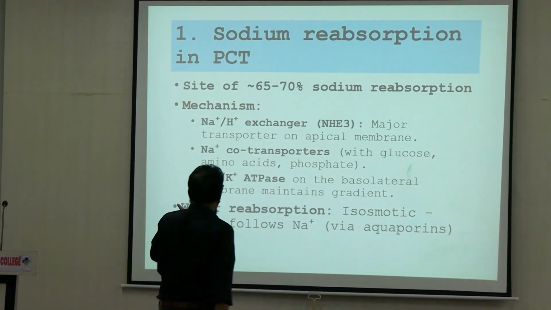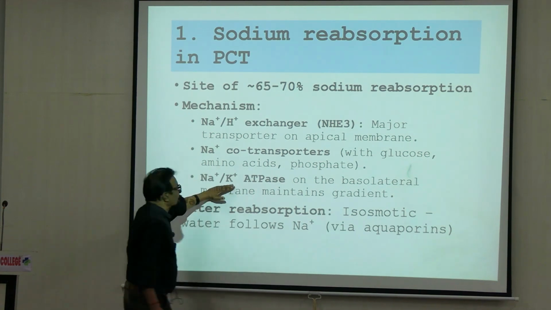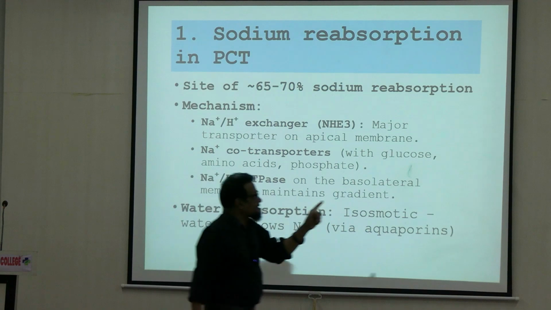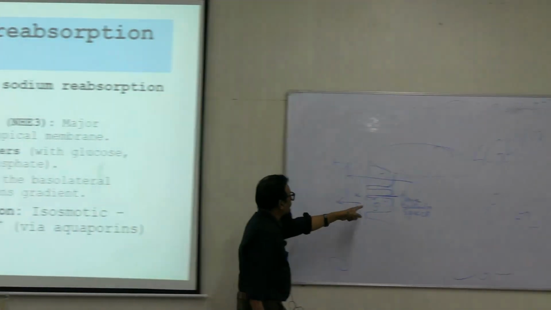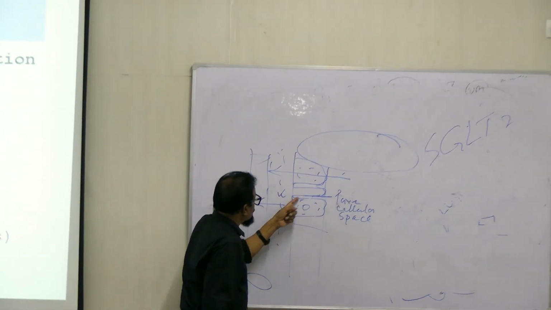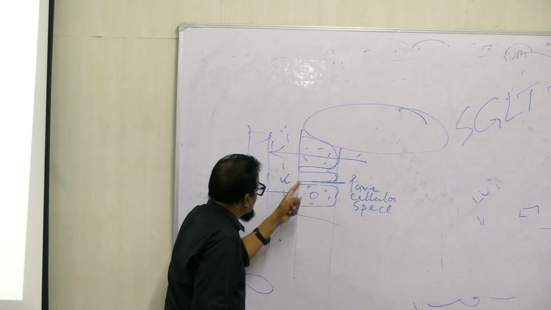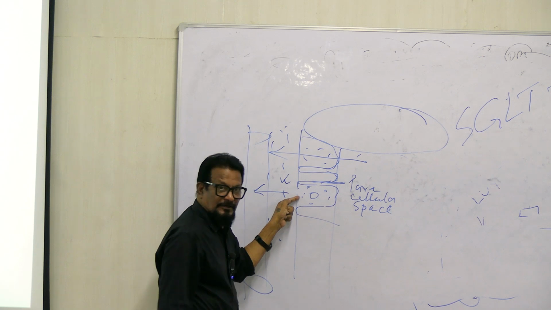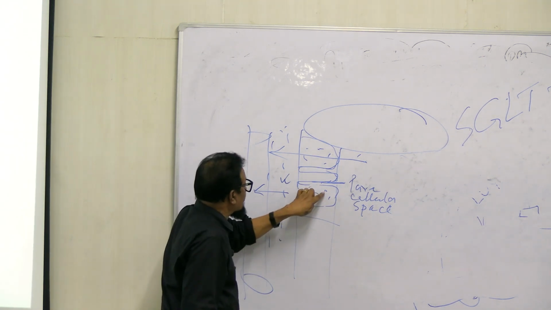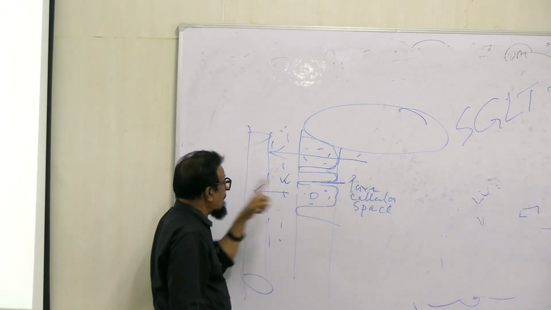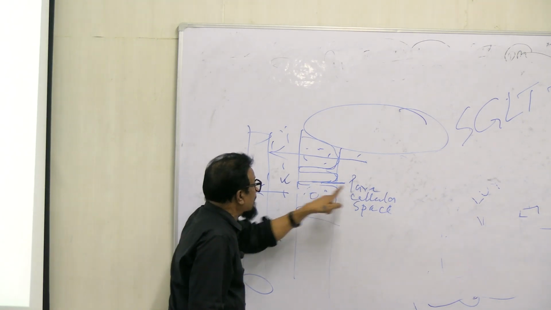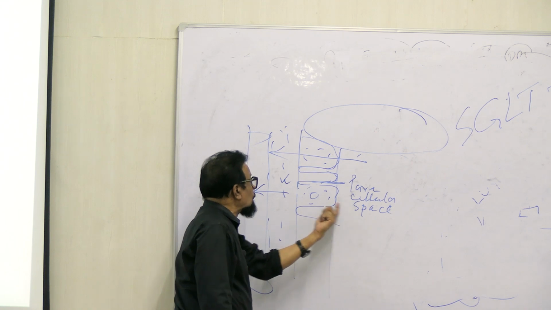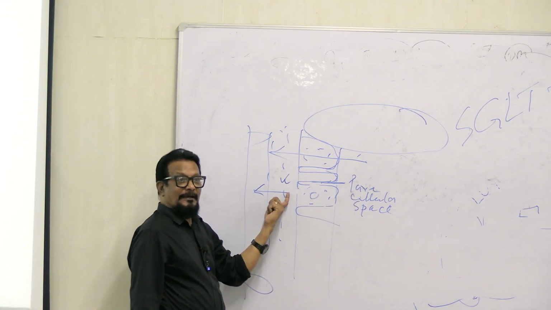Okay, and the sodium potassium pump generates the gradient. The sodium potassium pump will pump out sodium and pump in potassium. So there will be less sodium inside the cell because of this pump. There is less sodium in the cell, more sodium in the lumen, so sodium will be entering, and along with it some glucose or amino acid will be entering.